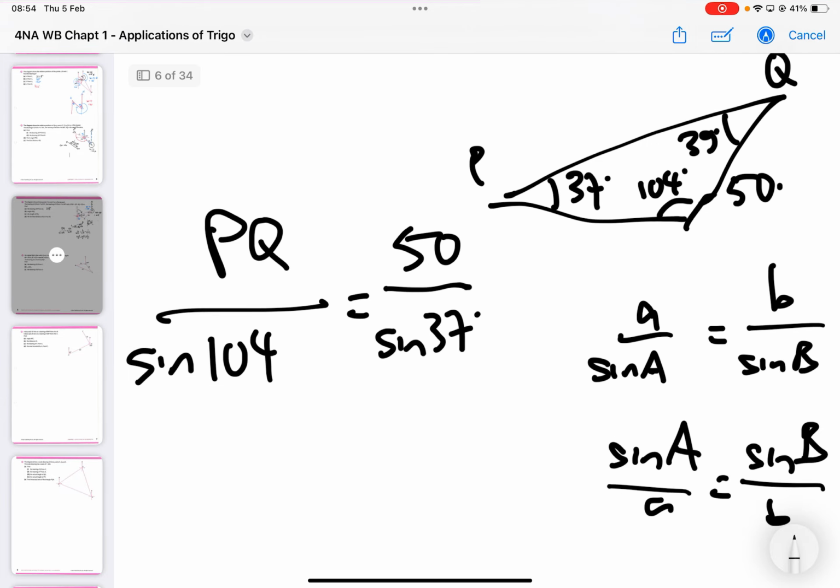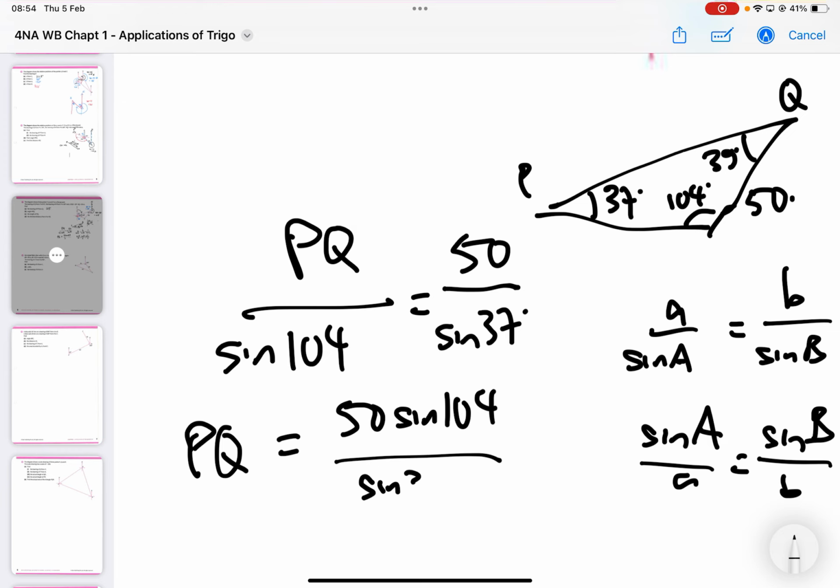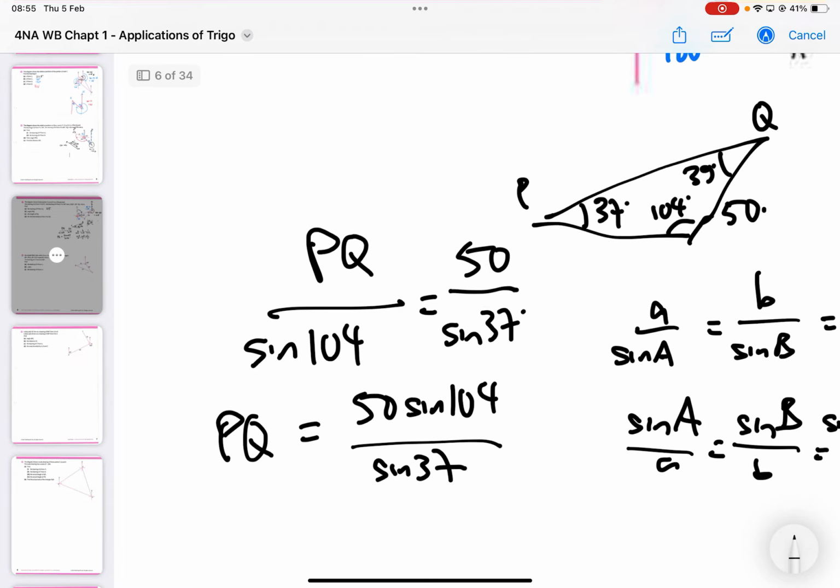This will make my PQ easiest to solve, because this is a number. I key in calculator, this is a number. This is a number. This is also a number. So if I want to find PQ, I just multiply sine 104 across to the numerator. When I multiply, it will cancel here and appear there. So it looks like the sine 104 crosses the equal sign, denominator goes to numerator. Then this whole thing I key inside calculator. I get my answer already.